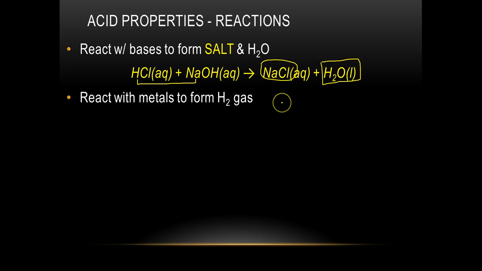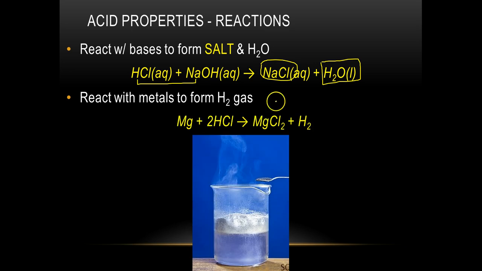Another type of classic reaction, and you have seen this in the lab, is that acids will react with metals to form hydrogen gas. We did this reaction in the eudiometers. Here's our magnesium and 2 HCl, and this is a single replacement reaction. Magnesium trades places with the hydrogen, and you get your magnesium chloride and your hydrogen gas. This was from our lab where we determined the molar volume of hydrogen, so you have seen this in person.